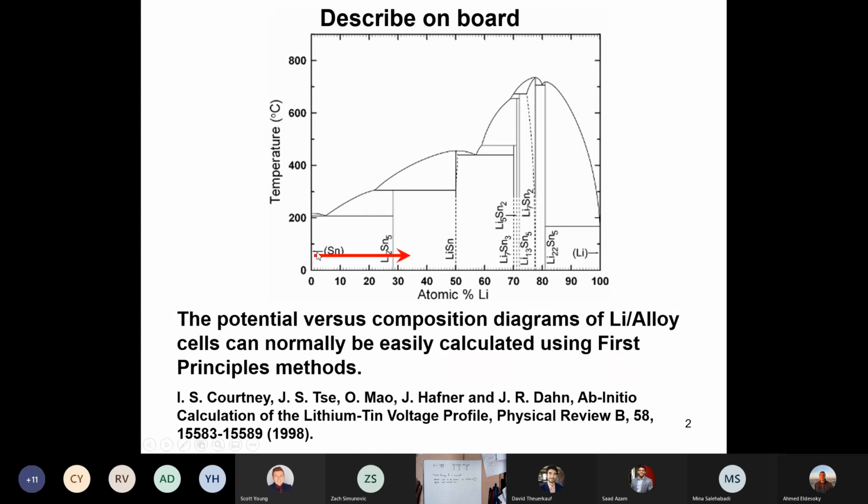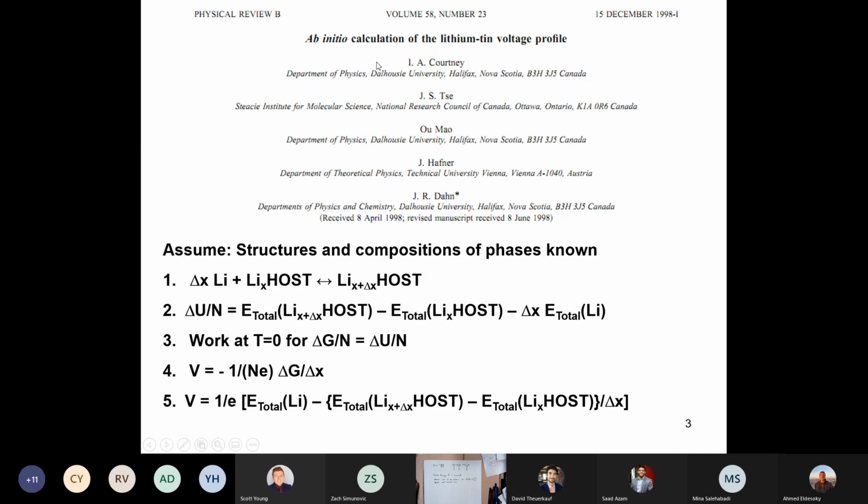Oh, there's the arrow that shows what happens when you add lithium to tin. You move horizontally to the right. So we wrote a paper on the resulting work, and the way this works out is you assume that the structures and the composition of the phases are known. And it turns out for all these lithium tin alloys, all the crystal structures are known. So that means you can take those crystal structures and plug them into a program like VASP and calculate the total energy of those phases.